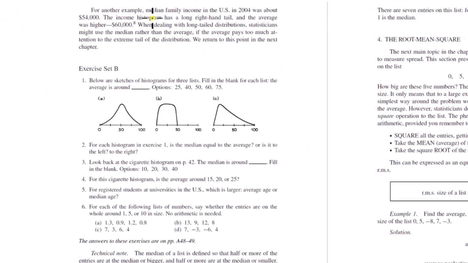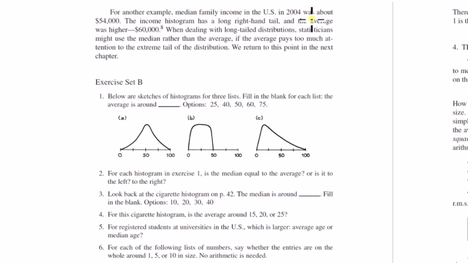For another example, median family income in the U.S. in 2004 was about $54,000. The income histogram has a long right-hand tail, and the average was higher, $60,000. When dealing with long-tailed distributions, statisticians might use the median rather than the average if the average pays too much attention to the extreme tail of the distribution. Interesting. We return to this point in the next chapter.